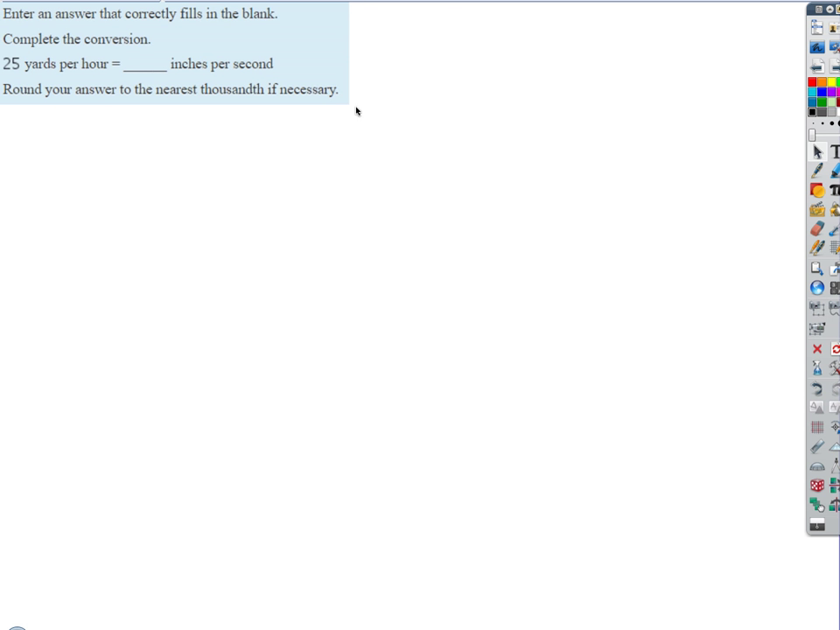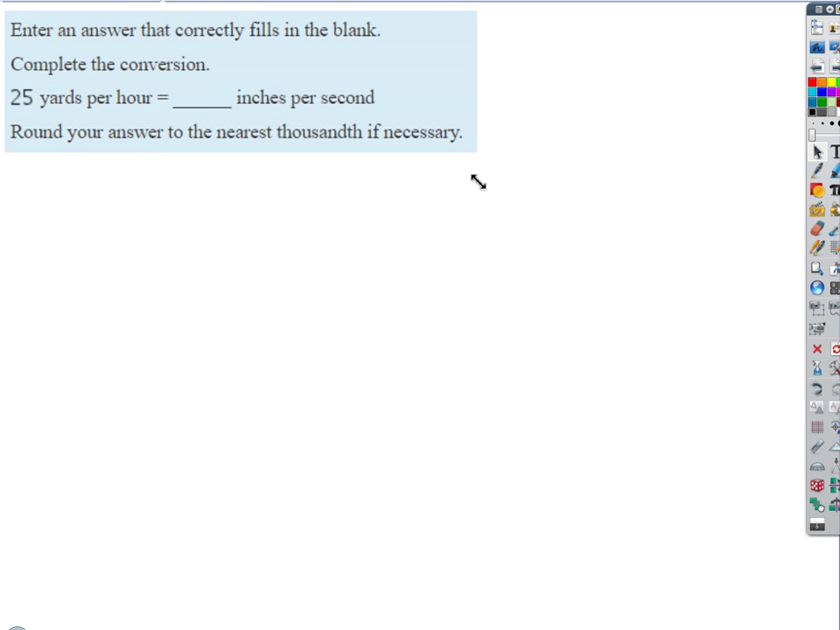This one we talked about a little bit. Once again, I'm not gonna really emphasize this on the chapter 8 test, but this is a good kind of science application. You'll do this a ton in all of your science classes all through high school. So 25 yards per hour, we wanna write that in inches per second. So that's the same as saying 25 yards over 1 hour.